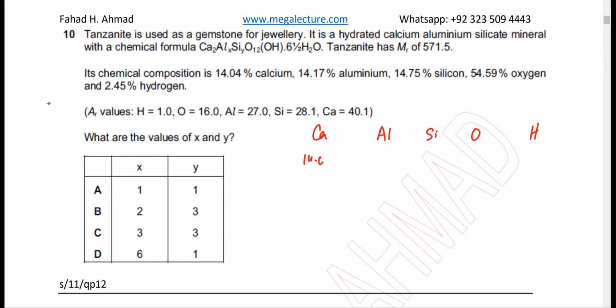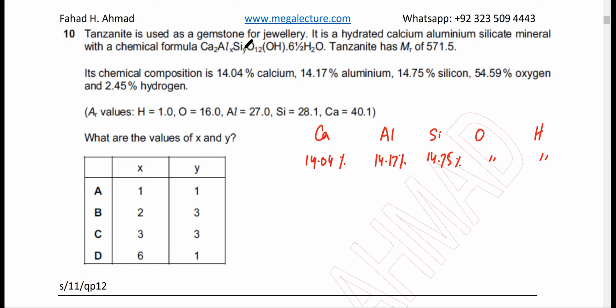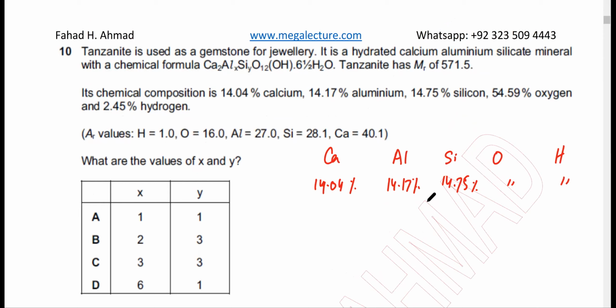That's 14.04%, and you've got aluminium, which is 14.17%, silicon is 14.75%, and so on. They're all quoted over here. Now, if you look at the formula, most of the values are known. The only thing that's missing is X and Y. So you just have to find X and Y.